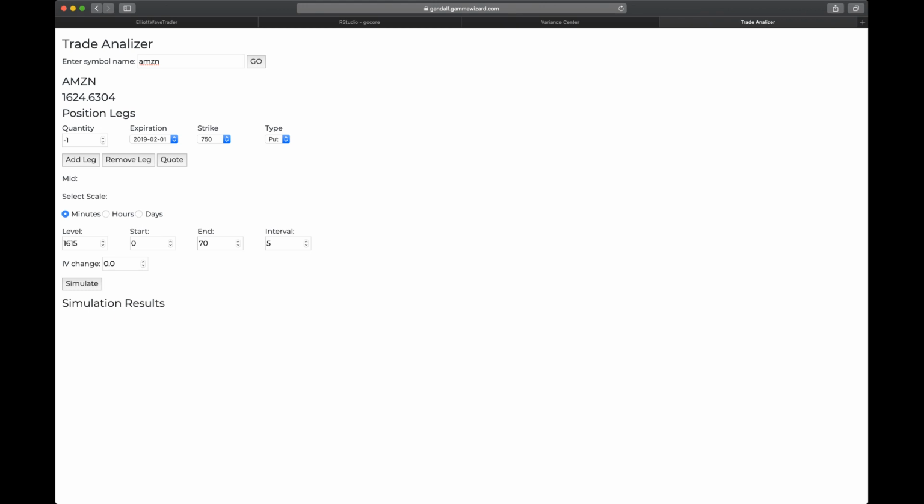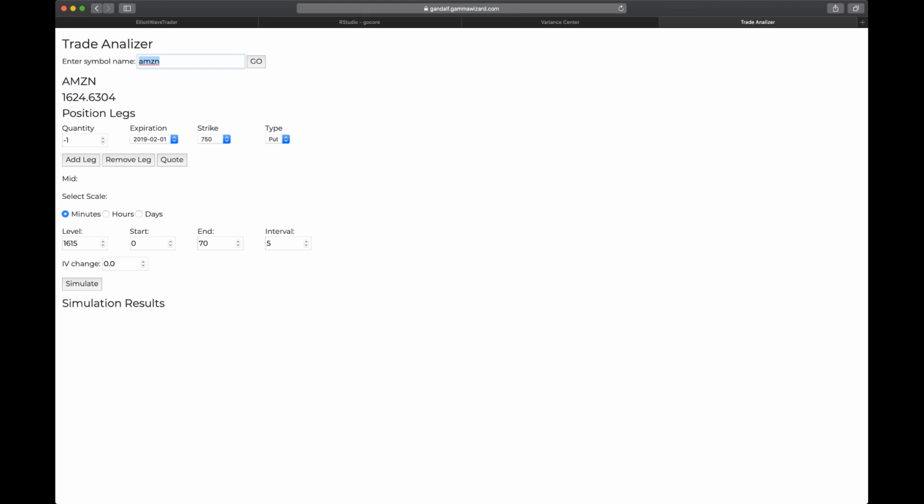I lost money on that position. Now Amazon didn't move, but let's try to simulate something. Let's imagine a vertical put spread for Amazon. So just type the name of the underlying you want and click go. Once the option chain is loaded, you can start defining your spread.